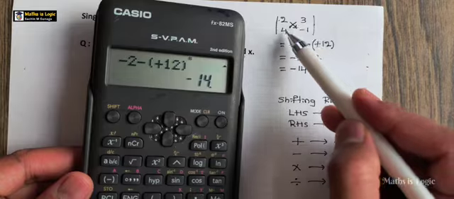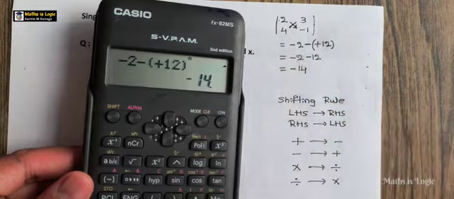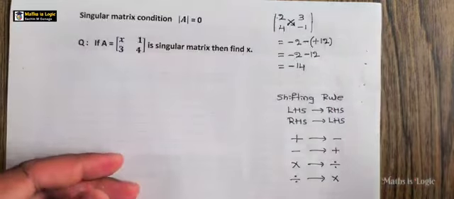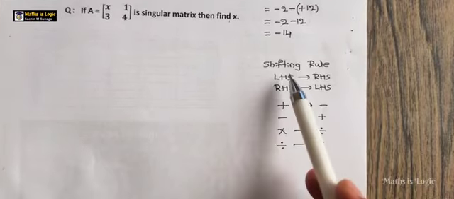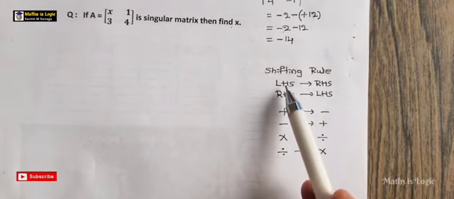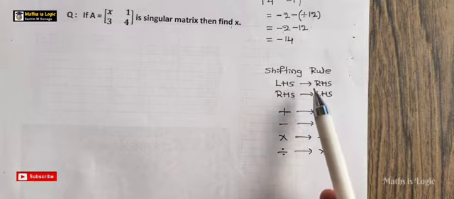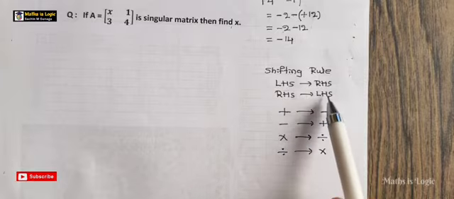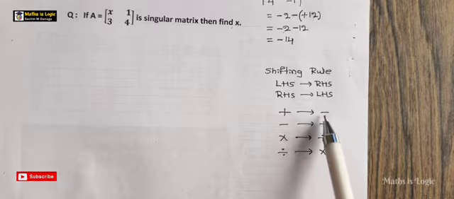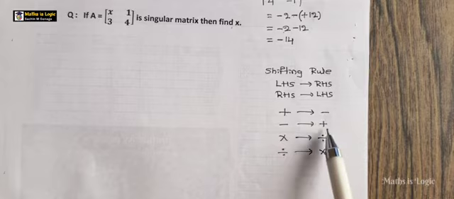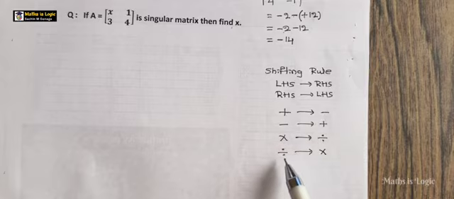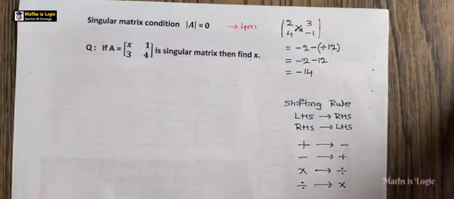What is that? Cross multiplication, middle always negative sign. Next also remember the shifting rule. So whenever you are shifting left hand side value to right hand side or right hand side value to left hand side, plus always becomes minus, minus becomes plus, into becomes division, division becomes into.